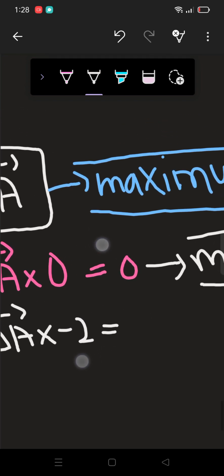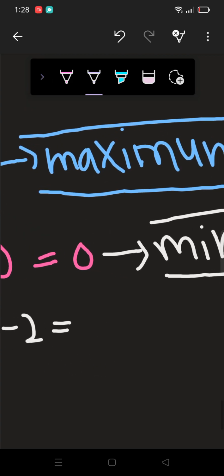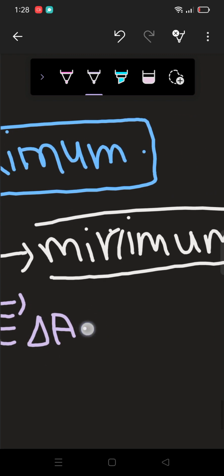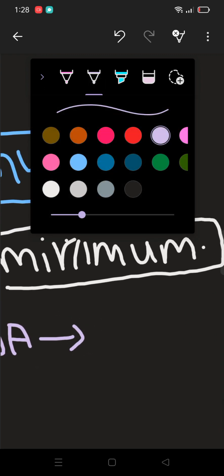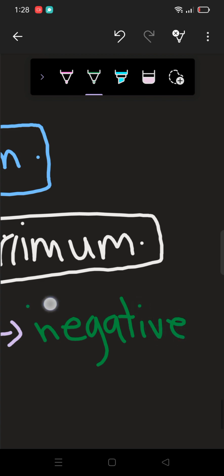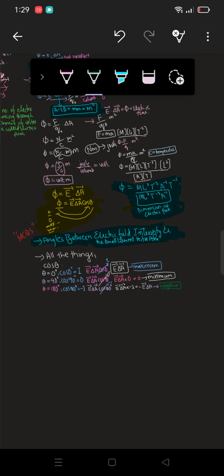So when we multiply this -1 with the electric field intensity and the small element of vector area, we're going to get negative electric field intensity and the small element of vector area, where we got that the flux will be negative. The flux will be negative when we have 180 degree, which means when the electric field intensity and the small element of vector area are placed oppositely, they are placed anti-parallel, so the flux will be negative.